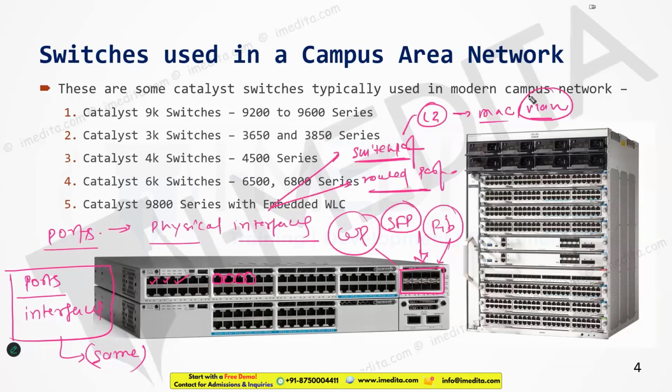You can do, for example, if you have a 48 port switch, 24 ports for switching and 24 ports for routing. You can do those kinds of things as per the requirement, but you can't configure the port to operate in both modes, L2 and L3, the switch port and routed port, at the same time.